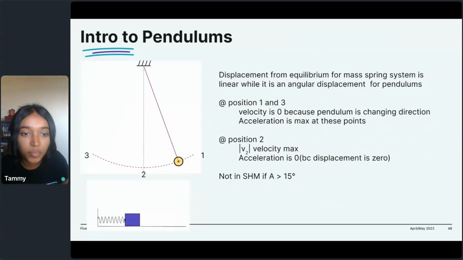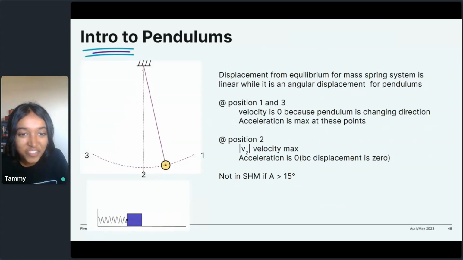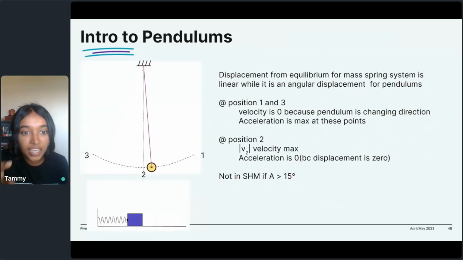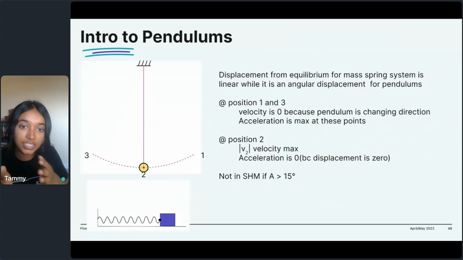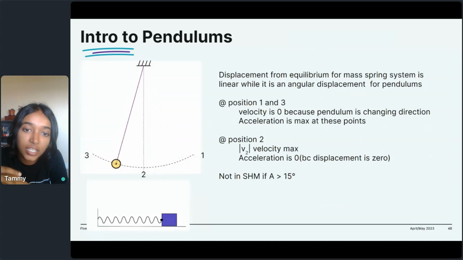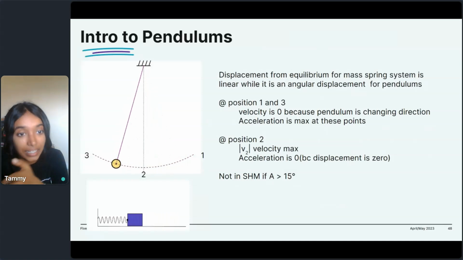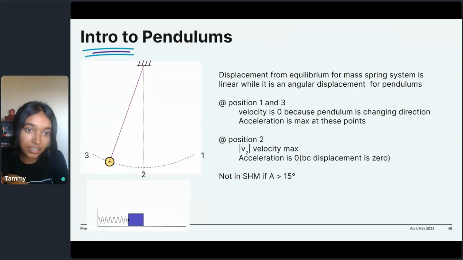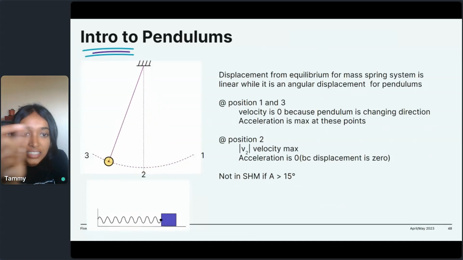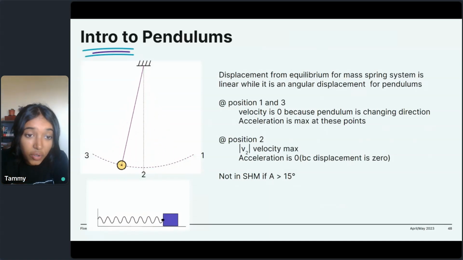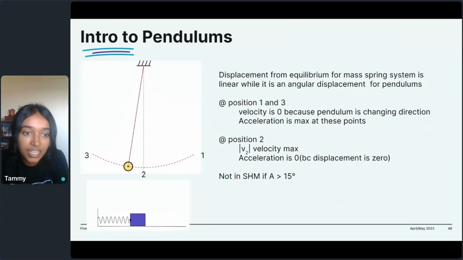All right. So basically, if you look at this GIF right here, I just want to highlight the similarities between pendulums and mass spring systems. They're basically the same thing. The only difference is that displacement from equilibrium for mass spring systems is linear, while for pendulums, it is an angular displacement, because you can see the angle it forms as it moves past the equilibrium position. But obviously it's very similar. It's essentially the same thing.